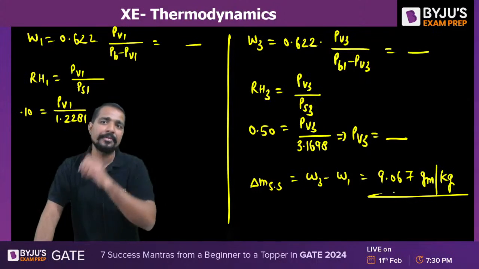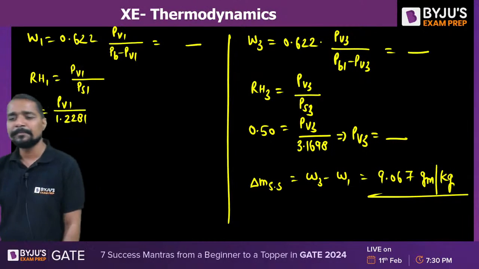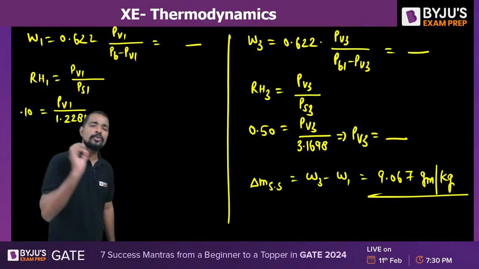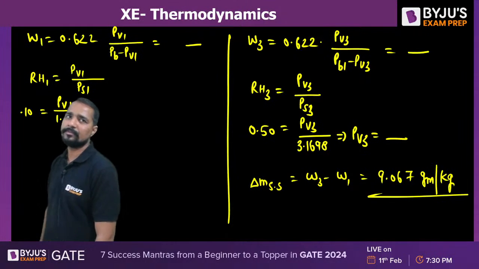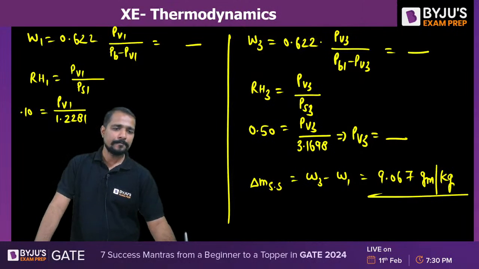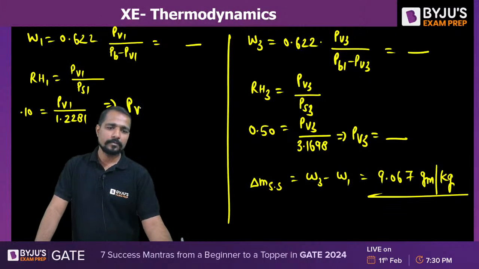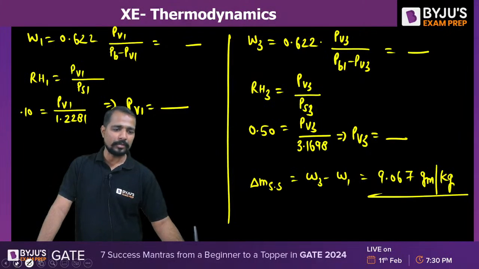Are you getting, any one of you? Yes, Hemank. Ajay, have you got the same answer? 9.067 is the absolutely right answer, my dear. We all have got. Okay. Good, good, good. Absolutely right.